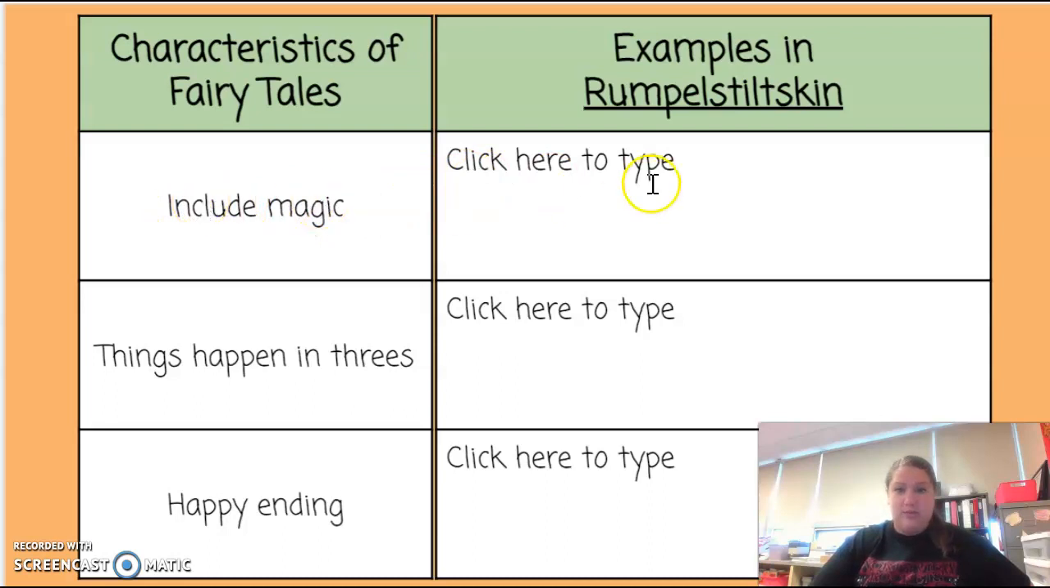So, how did Rumpelstiltskin include magic? Click and type your example here. How did Rumpelstiltskin happen in 3? Or what happened in Rumpelstiltskin 3 times? There might be more than one answer for this. In Rumpelstiltskin, how did the ending end up happy? Type that here. Once you have all 3 of these boxes filled in with examples of the characteristics, click Submit Assignment for your teacher.